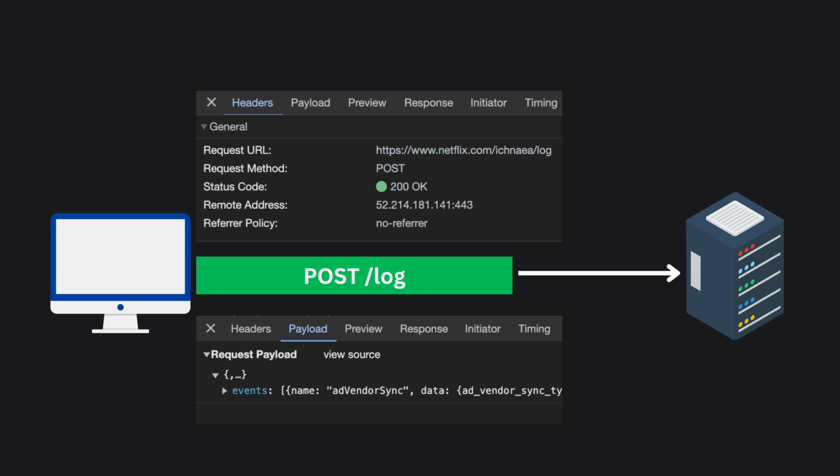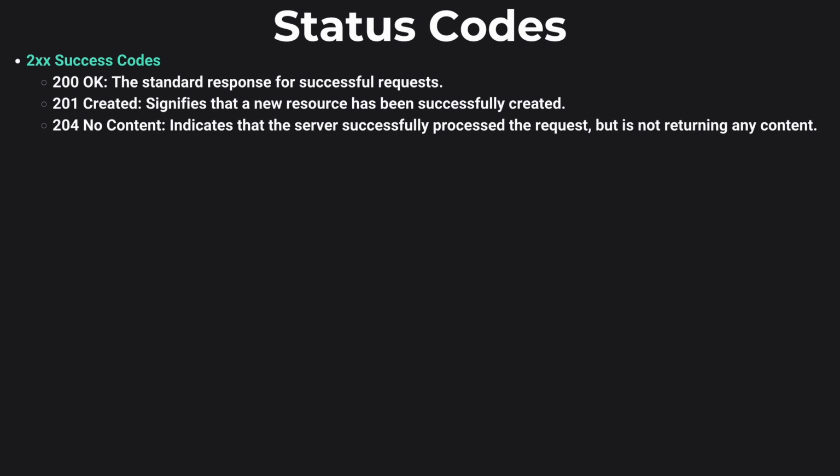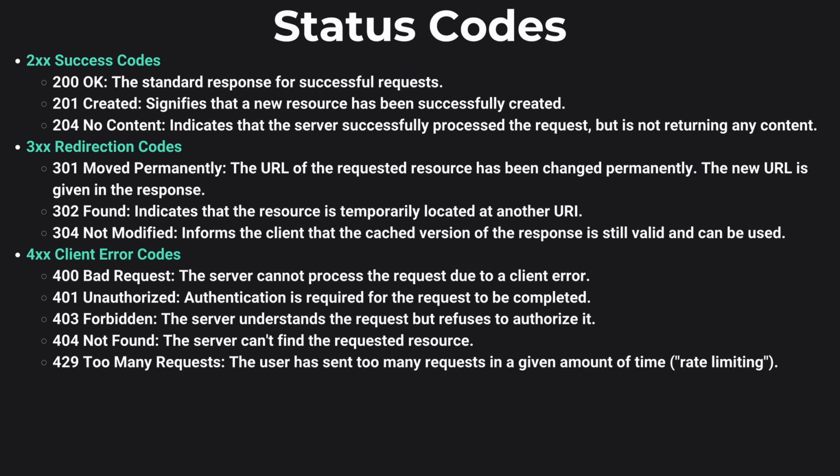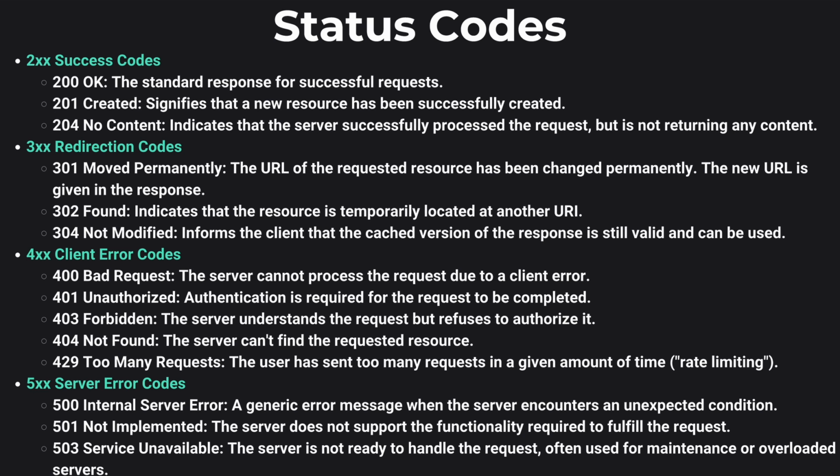Each response also includes a status code, which provides feedback about the result of a client's request on a server. For instance, 200 series are success codes. These indicate that the request was successfully received and processed. 300 series are redirection codes. These signify that further action needs to be taken by the user agent in order to fulfill the request. 400 series are client error codes. These are used when the request contains bad syntax or cannot be fulfilled. And 500 series are server error codes. This indicates that something went wrong on the server.